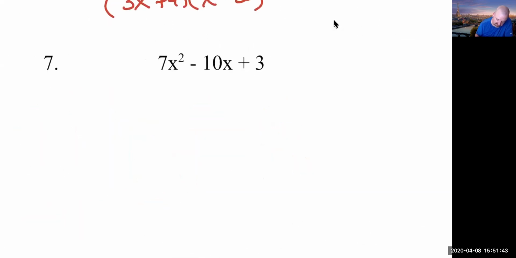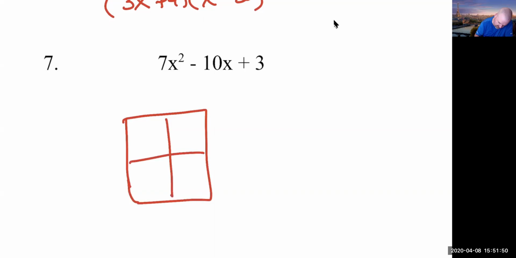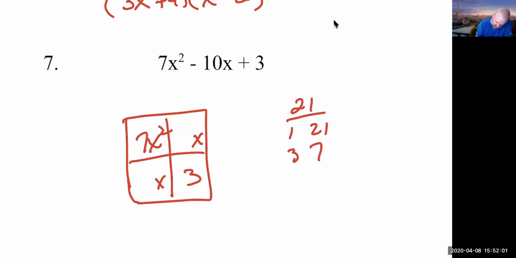Going across, number 7, we have another one. No GCF. Draw our box. 7x squared and 3. And then 7 and 3 is 21. So we need the factors that give us negative 10. So we have 1 and 21 and 3 and 7. That's pretty clear. It's going to be the 3 and 7 if they're both negative.